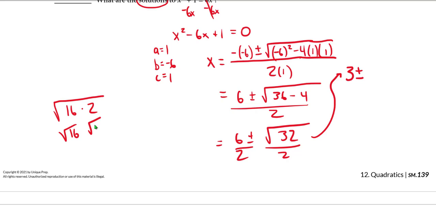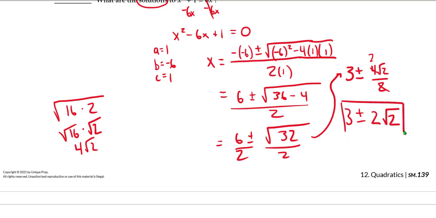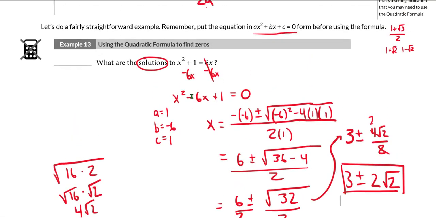That root of 16 times 2 can be broken into root 16 times root 2, and of course root 16 is 4, so I'm going to do 3, that was the 6 over 2, plus or minus 4 root 2 over 2, and there is one more bit of cleaning up I can do here because I can cancel the 4 and the 2 and get a 2 up here. So I just get 3 plus or minus 2 root 2. Those two values of x, 3 plus 2 root 2 and 3 minus 2 root 2, are the two values of x that will satisfy this quadratic equation.